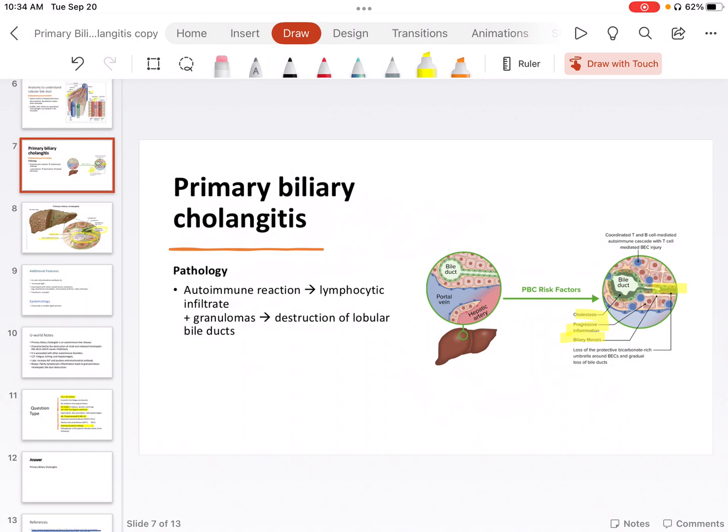Now, after looking at the diagram, I think it makes more sense when we read First Aid. That is, there is a lymphocytic infiltrate. We understand that. We understand that this is a granulomatous type of inflammation. That's why there are granulomas. And we also see that there is destruction of lobular bile ducts.